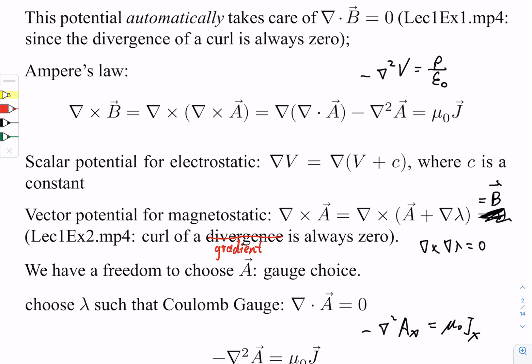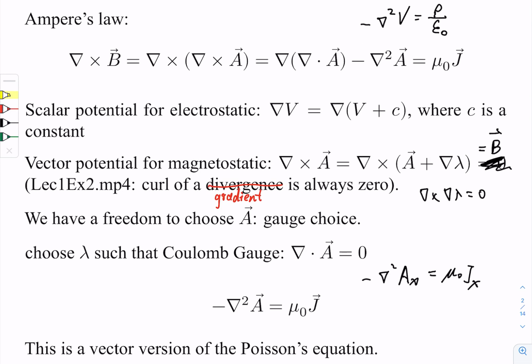Now this means that we actually have quite a bit larger freedom to choose this vector potential A, and this is called a choice of gauge. So we can always choose the scalar function lambda such that we arrive at the Coulomb gauge, that is del dot A equal to 0.